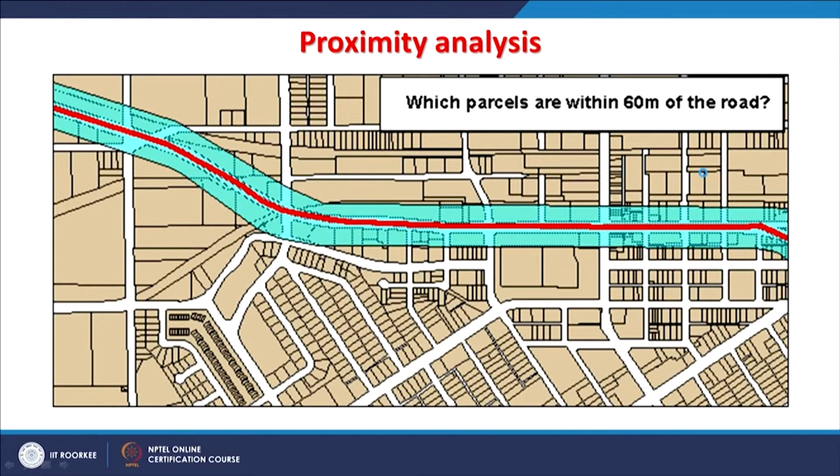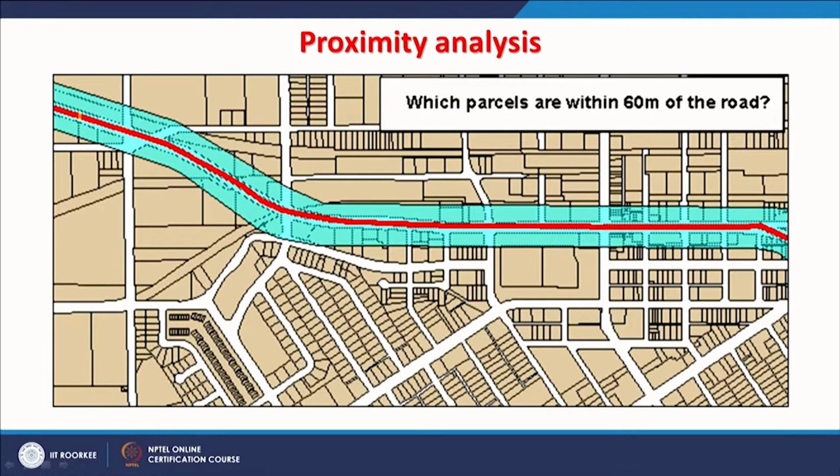Now we come to this proximity analysis. During buffering I gave this example, but here again the red line shown here is the road, and now the buffer has been created on both sides of the road, 60 meters. Suppose now there is a plan to widen this existing road which is going through a habitated area. Now whose house or whose plots will get affected?